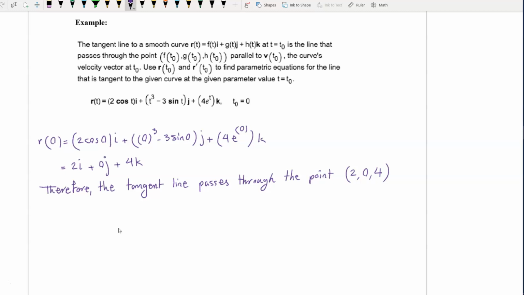So this is equal to 2 cosine 0, it is 1. So we have 2 times 1, it is 2i, plus here we have 0 cubed, so that is 0, minus 3 times sine 0, it is 0. So we have negative 3 times 0, it is 0j, plus 4 times e to the power 0, so this part is equal to 1. We have 4 times 1 k. So based on what we have here, the tangent line passes through the point (2, 0, 4).